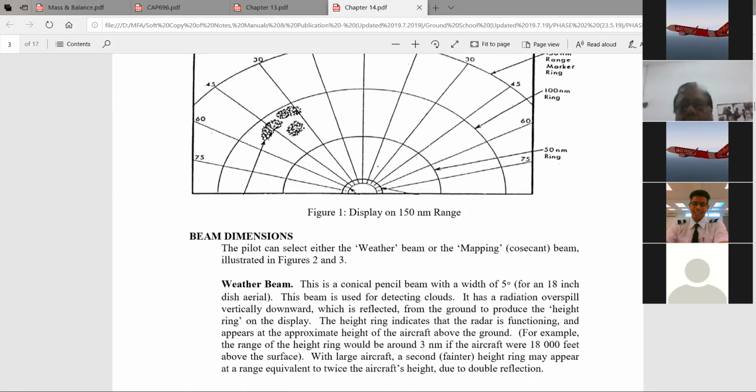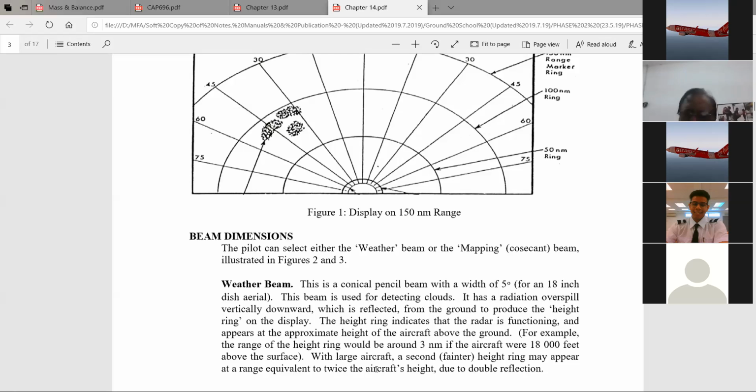Now, when we talk about the various purposes, we saw there are four distinct roles of the weather radar. Now you want to use the weather radar for weather purpose only. As such, what you use is called the weather beam or the conical beam.